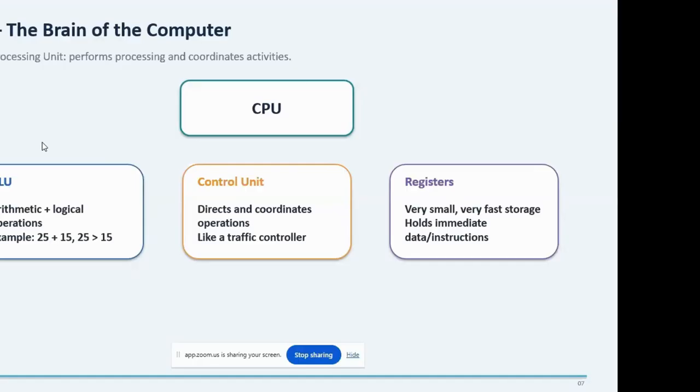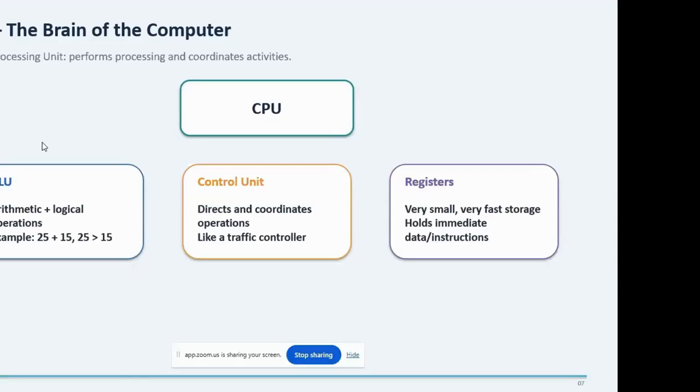Let's say the first operation is carried out by ALU. Now the second operation will be ready in the registers. Once this ALU has completed its work, the control unit takes the next instruction from the registers and puts it into ALU. Right? That is why it is mentioned, holds immediate data and instruction. What is the next instruction or the next task to be done will be held in the registers.